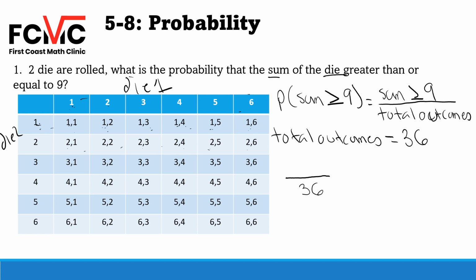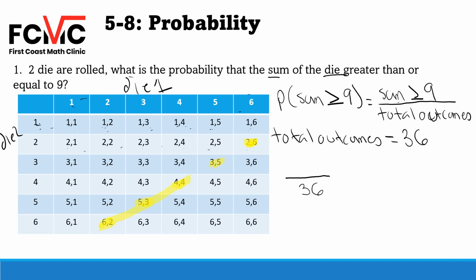Of those 36, how many have a sum greater than or equal to 9? So let's look at our possible outcomes. The way we're going to do that is basically just add up the two values in each square. Here I've got 2 and 6, so I'm going to get an 8, and we kind of notice a pattern. 2 and 6 gives me 8, 3 and 5 give me 8, 4 plus 4 gives me 8, 5 plus 3 gives me 8, and 6 plus 2 gives me 8.